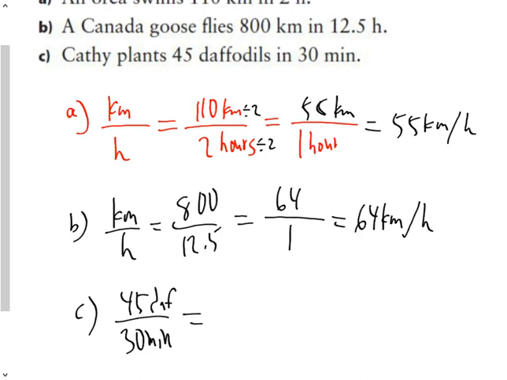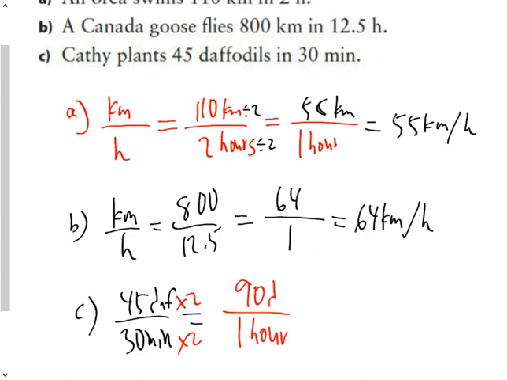Did anyone figure out per hour? Per hour would be probably a more appropriate one, because if you did per minute, I believe it's 1.5 daffodils a minute. But if you did per hour, which is also a unit rate, you would simply have to multiply 30 minutes by 2 to get 1 hour.